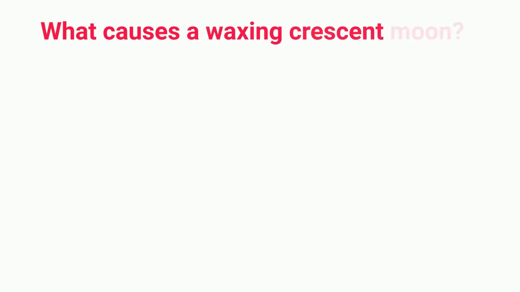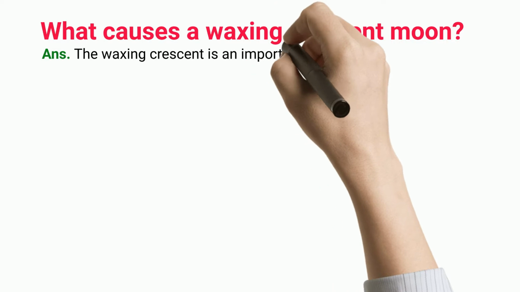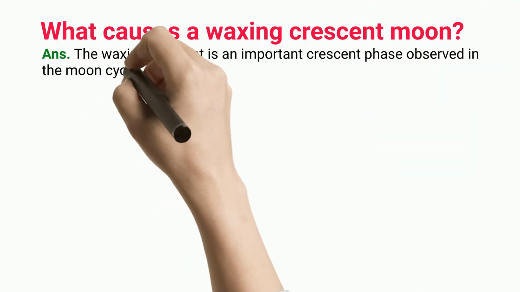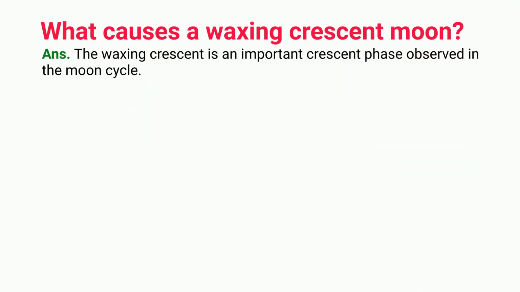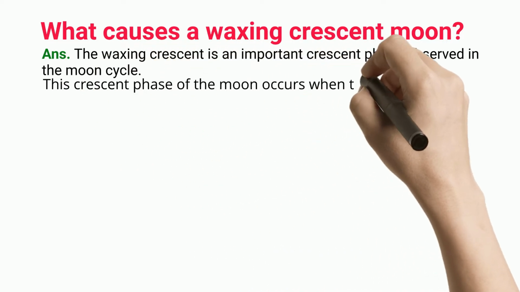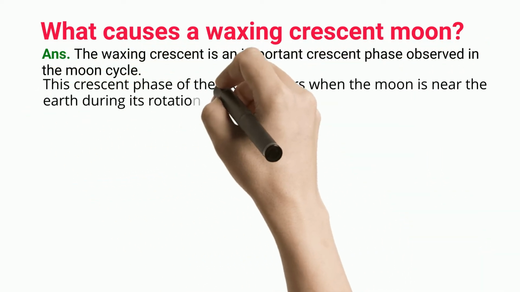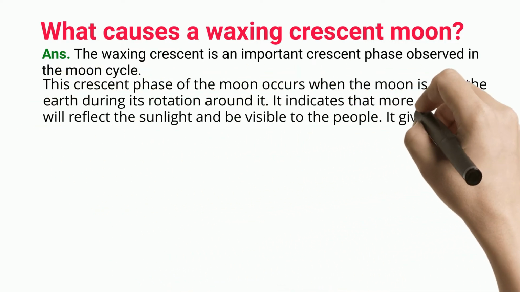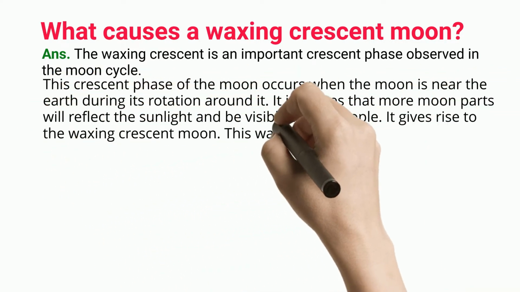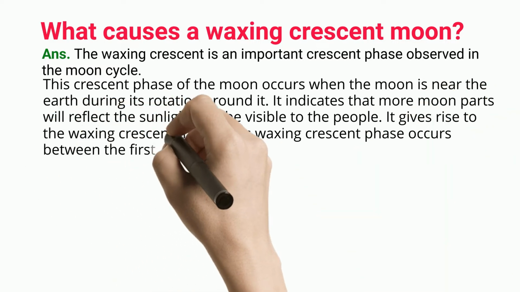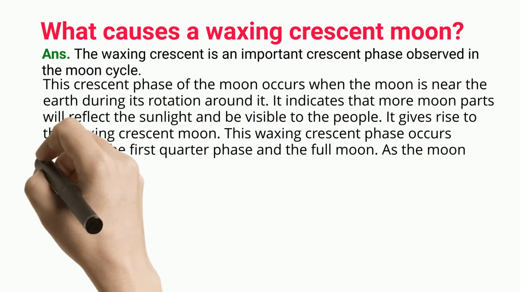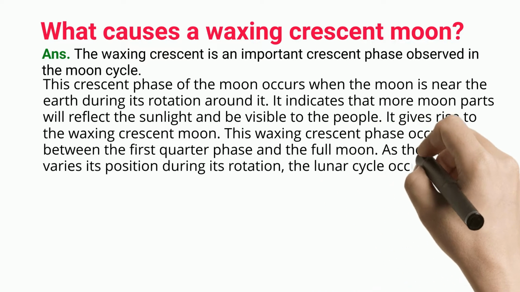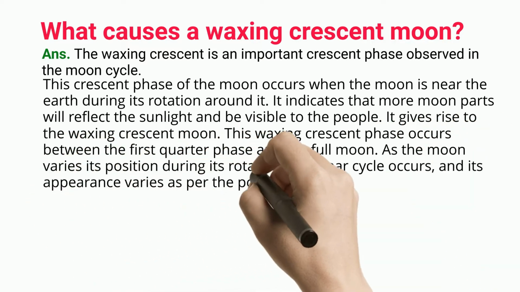What causes a waxing crescent moon? The waxing crescent is an important crescent phase observed in the moon cycle. This crescent phase of the moon occurs when the moon is near the Earth during its rotation around it. It indicates that more moon parts will reflect the sunlight and be visible to the people. It gives rise to the waxing crescent moon. This waxing crescent phase occurs between the first quarter phase and the full moon.